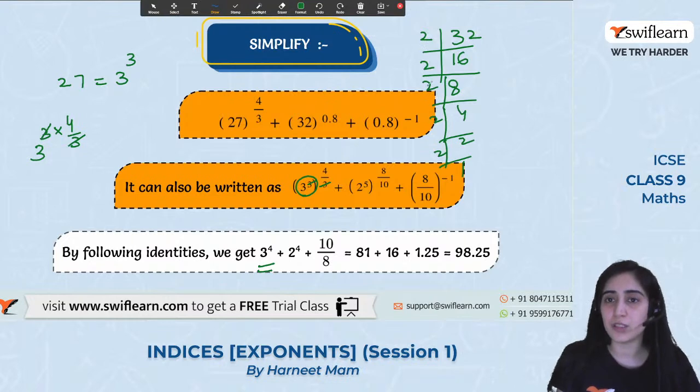Simple. So what I'm getting is 1, 2, 3, 4, 5. So that is why I've written 2 raised to the power of 5.